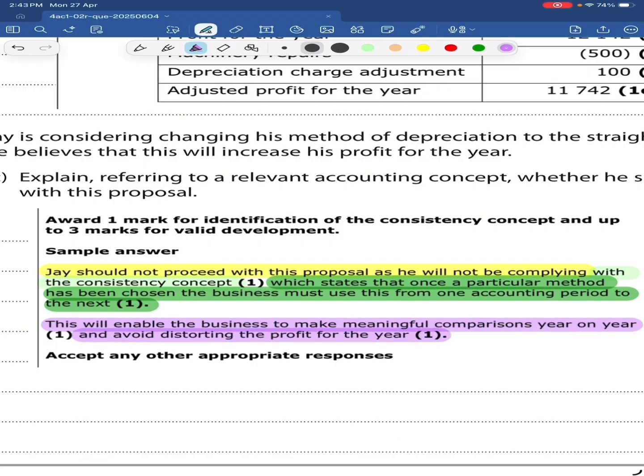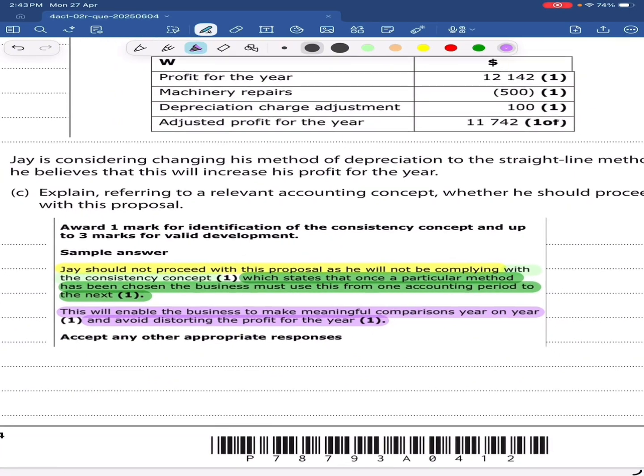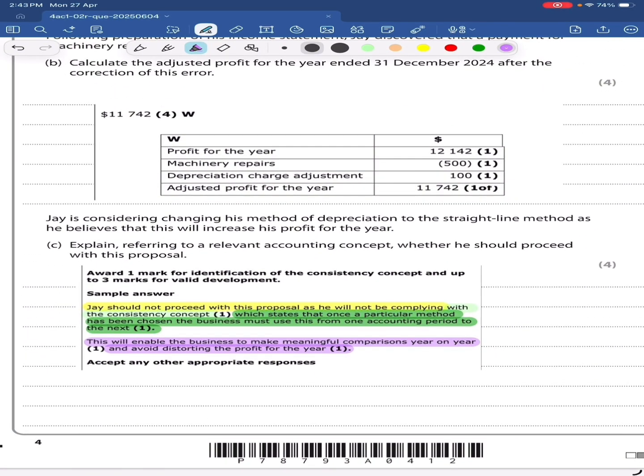profit for the year. Now, every year, if you keep changing the method of depreciation, it can give differentiation in the profits that we calculate. So, consistency concept means once you apply a method, you use the same method throughout the upcoming financial years. And if you have given an answer like this, you'll get the full 4 marks. So, the point, state which accounting concept, develop it, and then say why you're doing it. Therefore, what would be the impact?